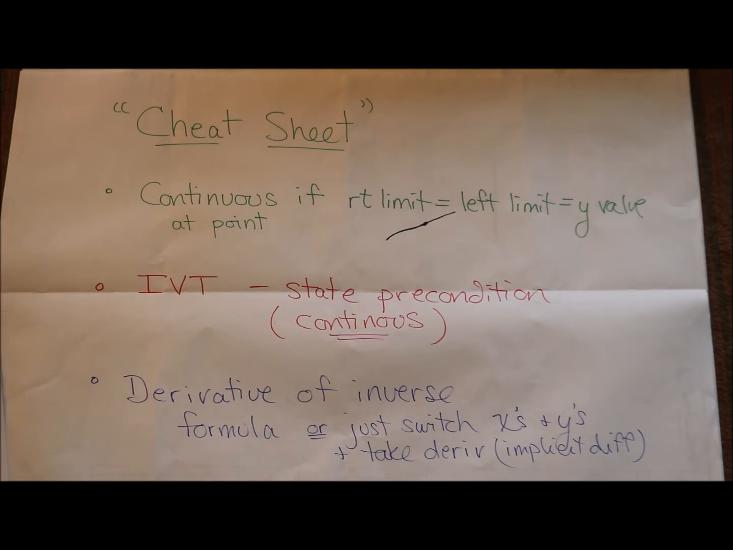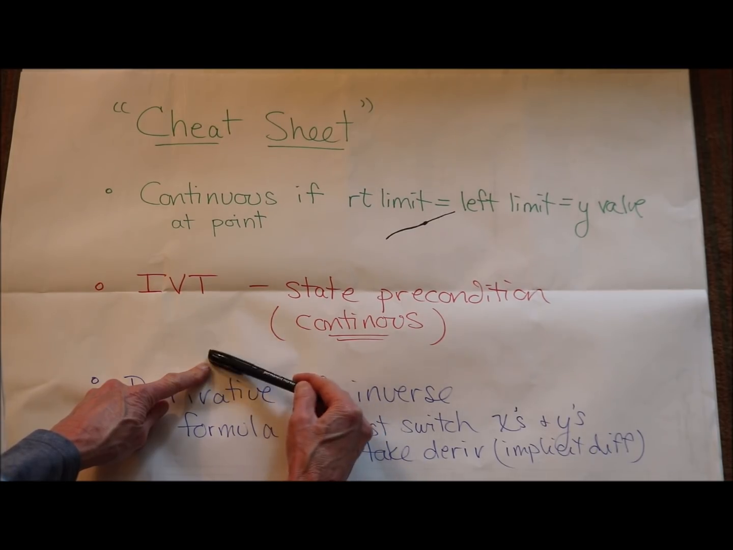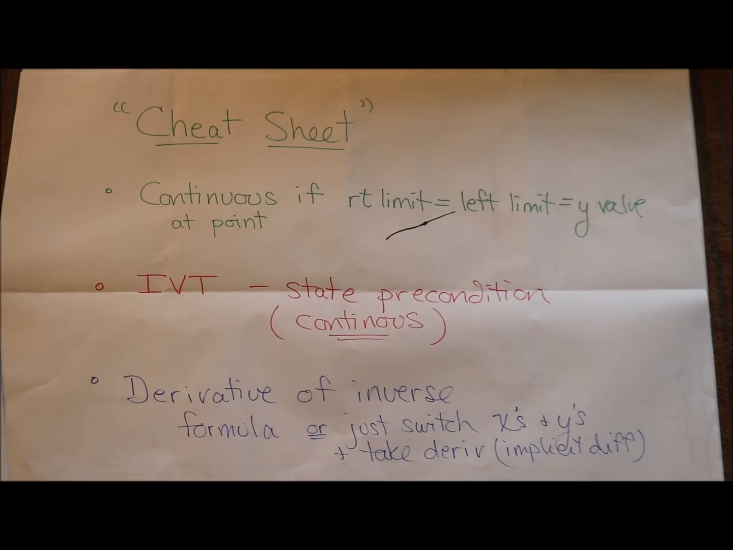The intermediate value theorem, one of our existence theorems. If you have a y value here and a y value here and the function's continuous, then you have to have a y value in between. Whenever you are stating one of our existence theorems, the intermediate value theorem, the mean value theorem, the extreme value theorem, you have to state the precondition. For the intermediate value theorem, the precondition is that the function is continuous.